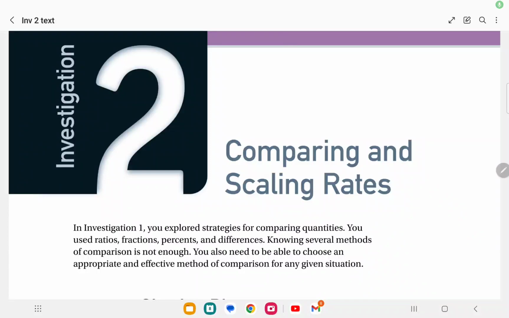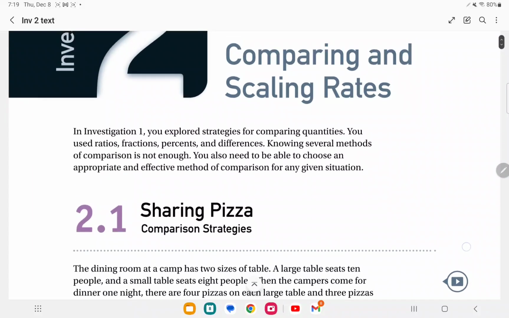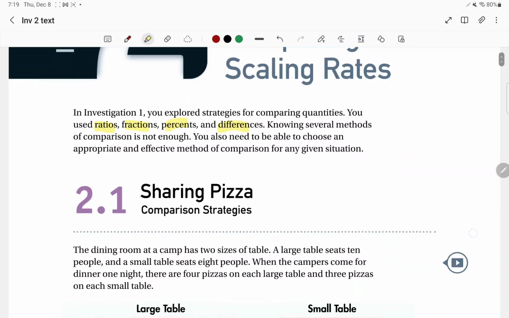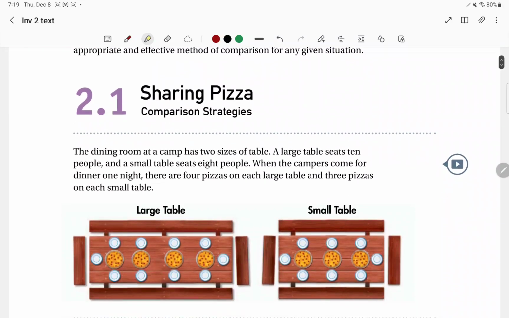In this video, we're going to be taking a look at Investigation 2, more specifically just 2.1, sharing pizza. So think about everything that we've done so far. Looking at Investigation 1, we've learned to compare quantities using these methods. We've used ratios, fractions, percents, and differences. So we're going to be doing the same thing, but again, we're going to enrich the understanding of the concepts that we've been studying in this section.